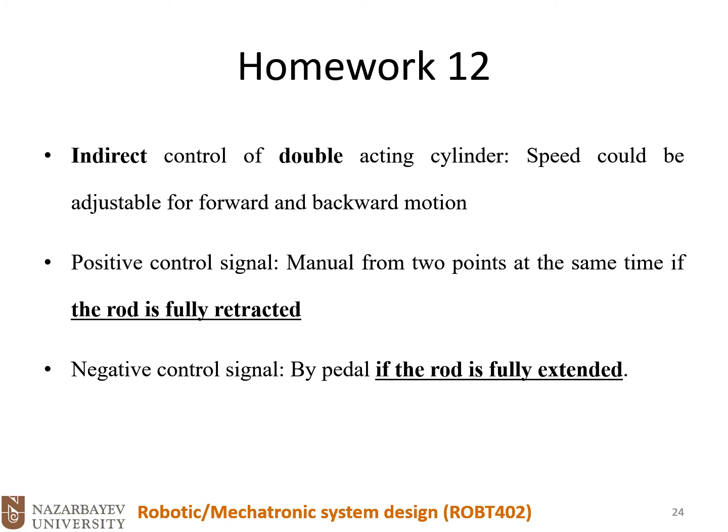Homework 12, indirect control of a double acting cylinder. Speed could be adjustable for forward and backward motion, similar to the previous one. Positive control signal manual from 2 points at the same time if the rod is fully retracted, and negative control signal by pedal if the rod is fully extended. Again, this is a simplified version of previous examples. I will go through the solution quickly, but I expect you to submit it on Moodle.